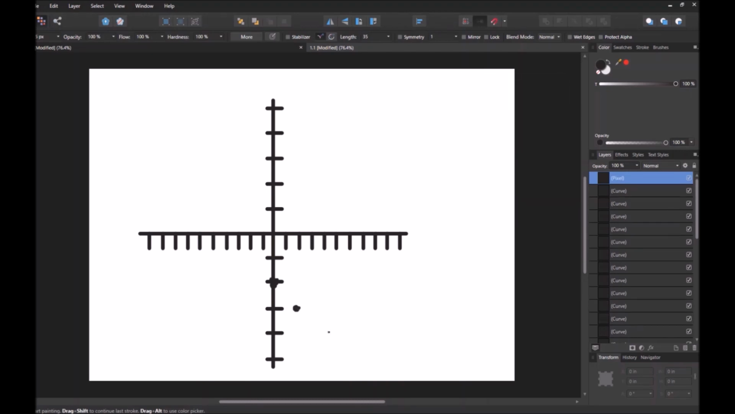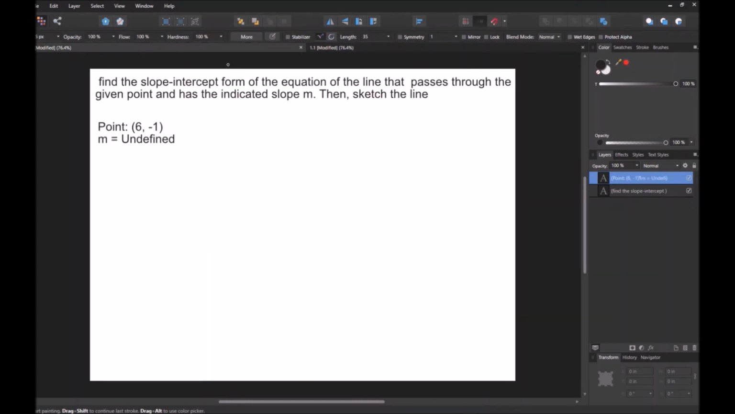Down 1 and over 2. Down another one and over another 2. And then we can go up 1 and to the left 2. Up 1 and to the left 2, and so on and so forth. I'll just graph these points because I'm assuming you can do the rest. And there you go.